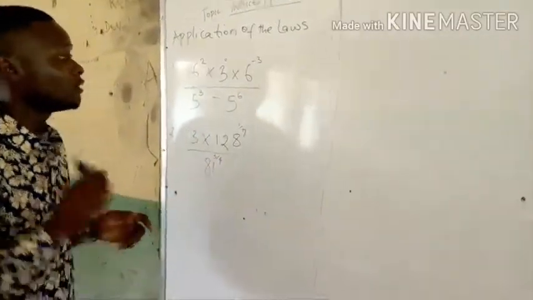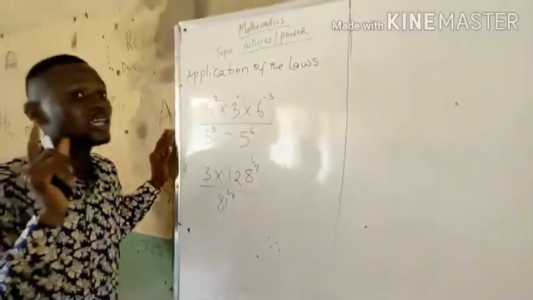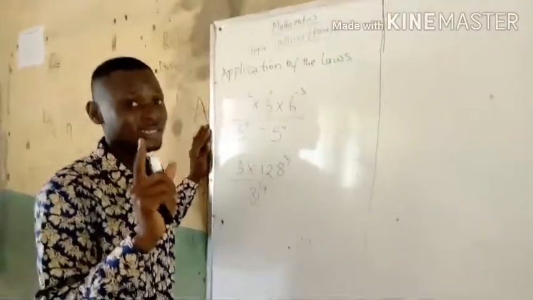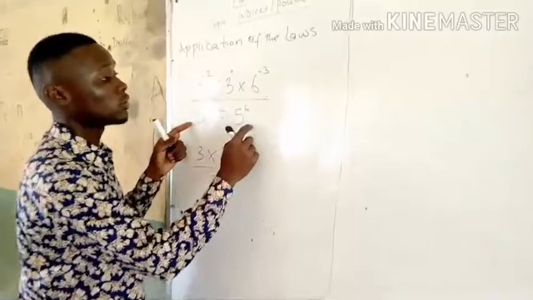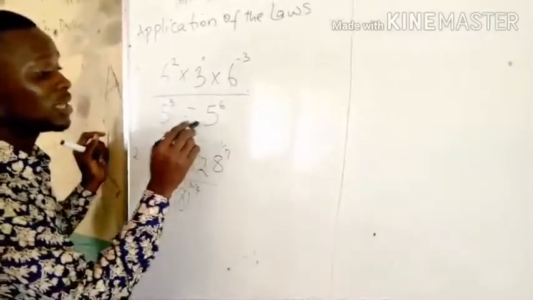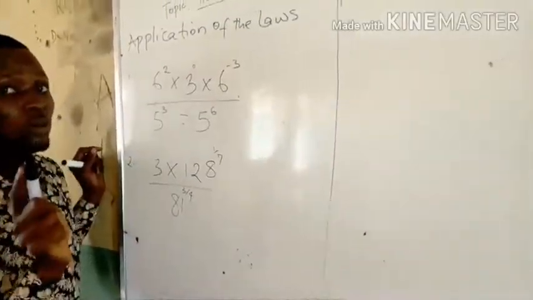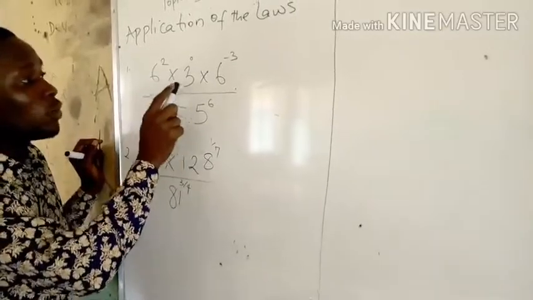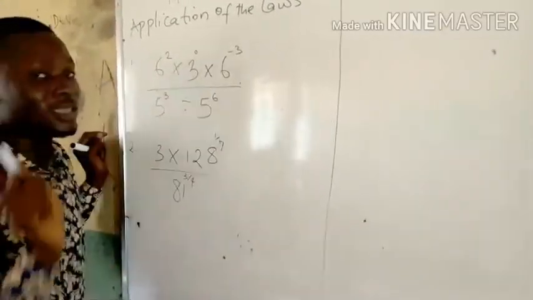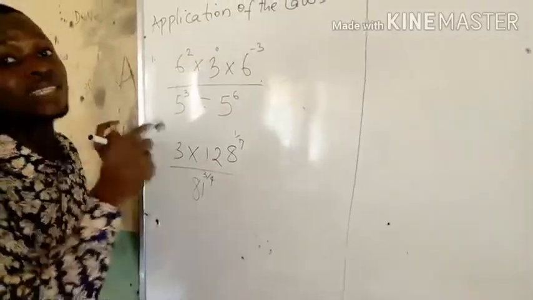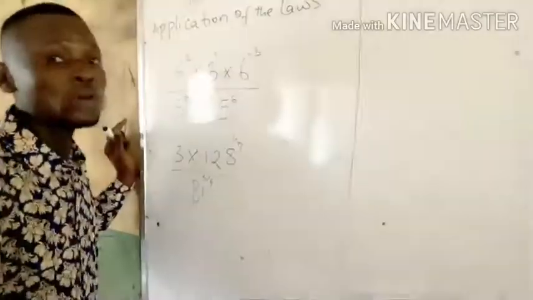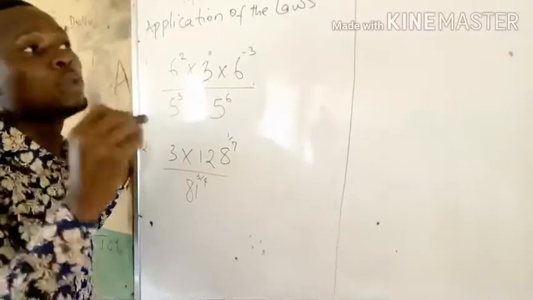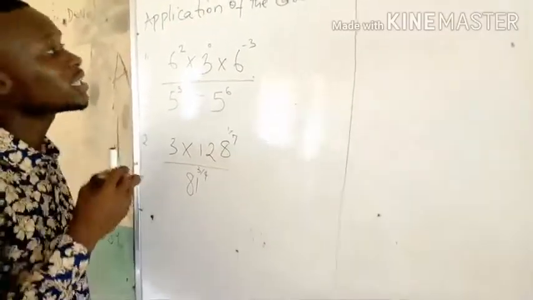Now let's start. First of all, you have to understand the basic concept of indices. Now you can see from this first example, the base here and the base here are equal, but they are not equal with these ones here. No problem, we can still solve it, but we solve it with the laws at the back of our mind, that we must follow the law. Let's start with the first example.